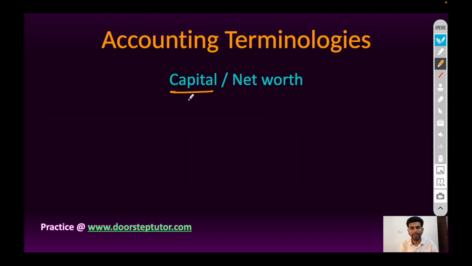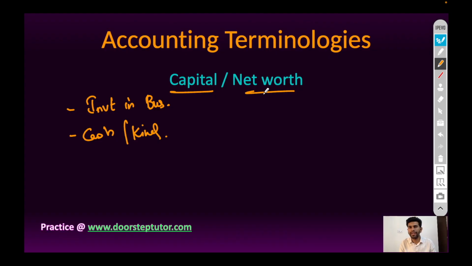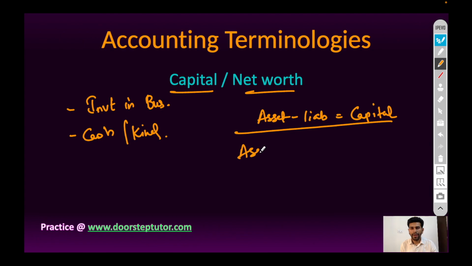And the last point, capital. It is the amount invested in the business. It can be in the form of cash or kind. For example, business started with 5 lakh rupees cash and net worth. So capital and net worth, both the terms can be used interchangeably, but the word net worth is used in corporate sector. So assets minus liabilities are capital, or assets minus outside liabilities is net worth.